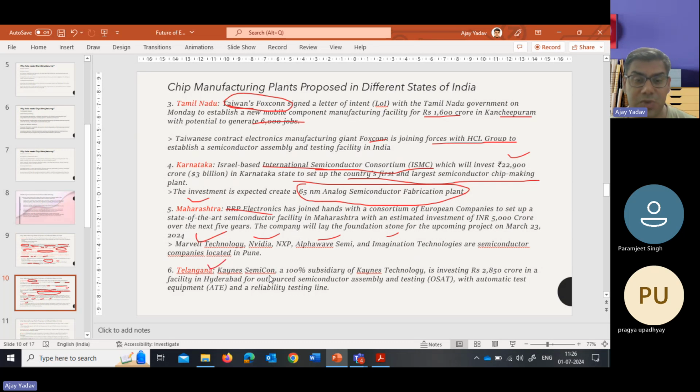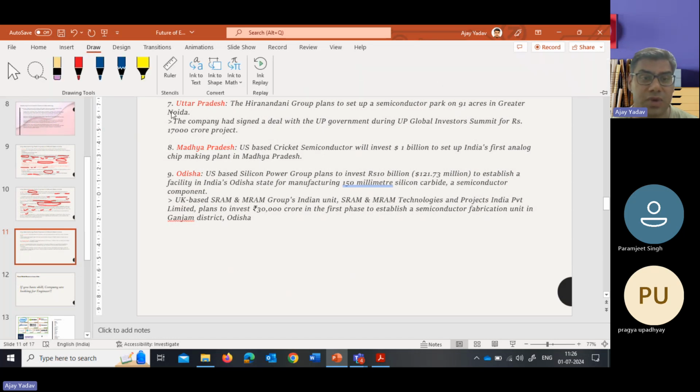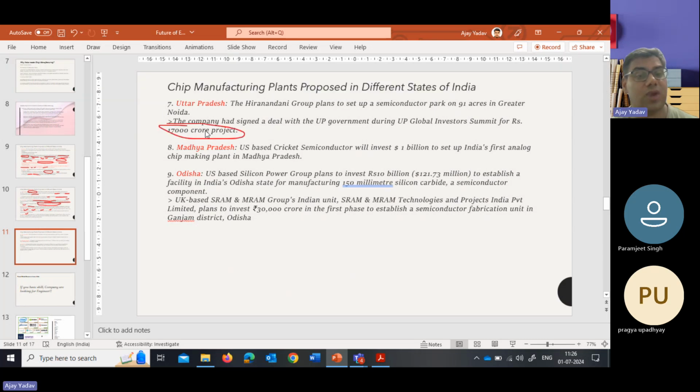In Telangana also, there is Keynes Semiconductor, which is a subsidiary of Keynes Technology. They're also planting. So what I want to say is that there are many states which are working. In UP, in Greater Noida itself, there is a 17,000 crore plant, which is proposed by the Hiranandani Group. Madhya Pradesh also, US-based Cricket Semiconductor is investing $1 billion. Odisha. I have only gone through these states, but there are many other states also which are working for a chip manufacturing plant in their own state.